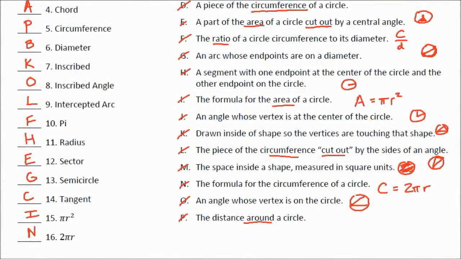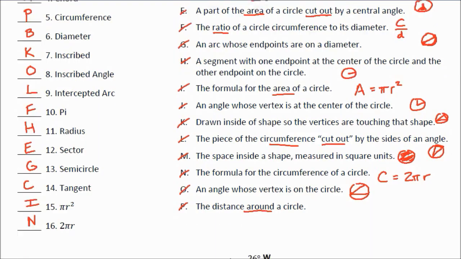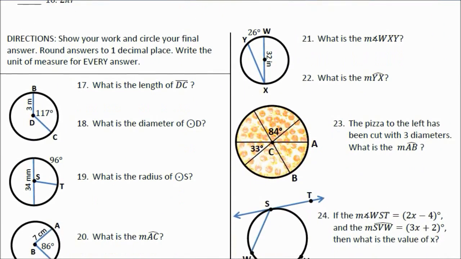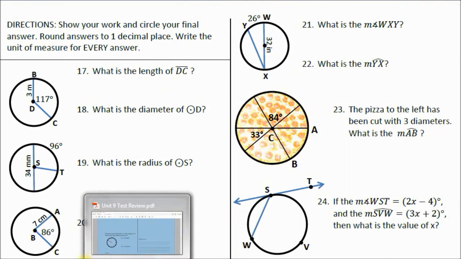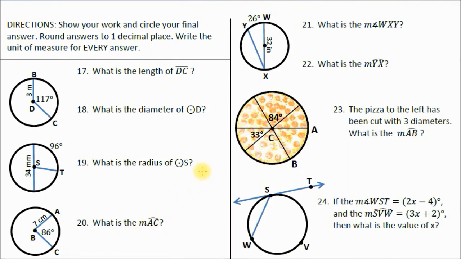Alright, we just finished the vocabulary for the Unit 9 test review. Let's move on to the bottom of page 1. Alright. Bottom of page 1, question number 17. What is the length of segment DC?